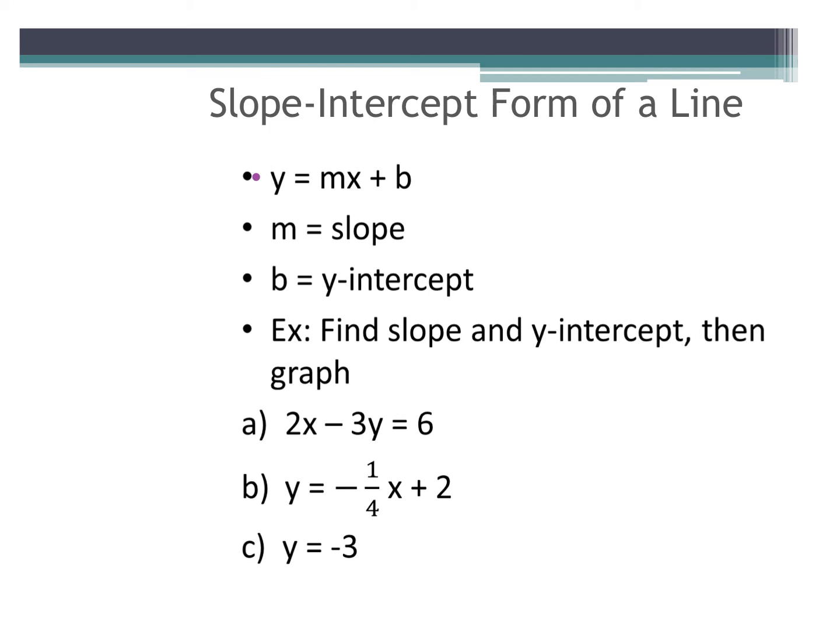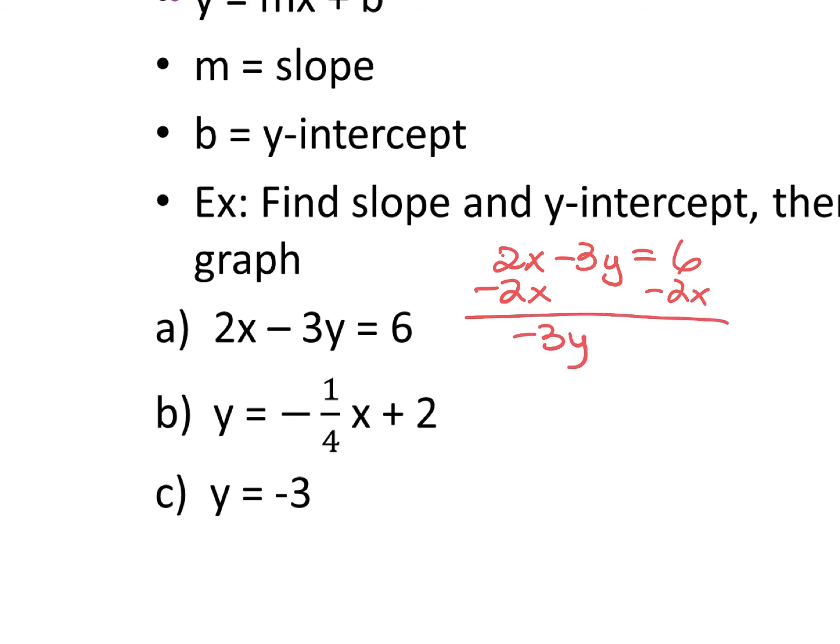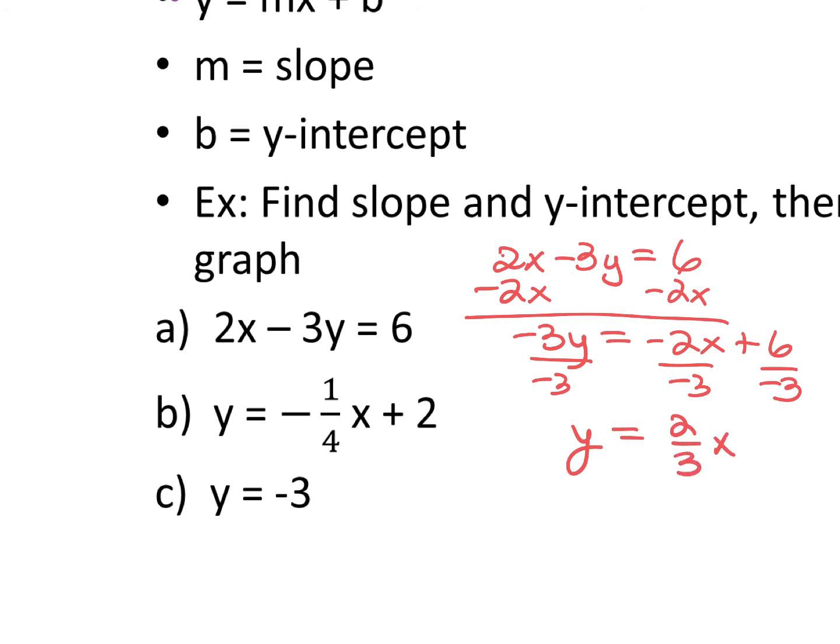So let's fix this one up. Let's get this into y equals mx plus b form. I'm going to take my equation, and I'm going to solve it for y. So I'm going to subtract 2x, negative 3y equals negative 2x plus 6. Divide everything by negative 3. And y is equal to, negative divided by a negative makes this slope become positive 2/3. And then positive 6 divided by negative 3 is negative 2.